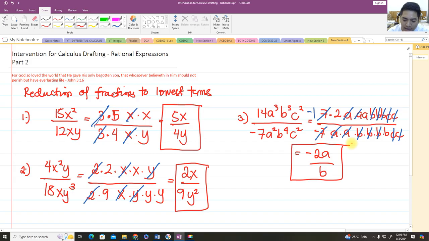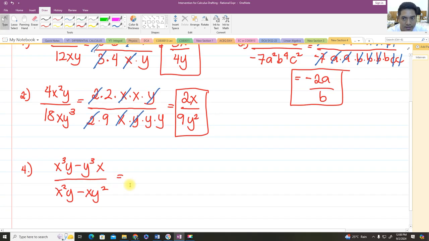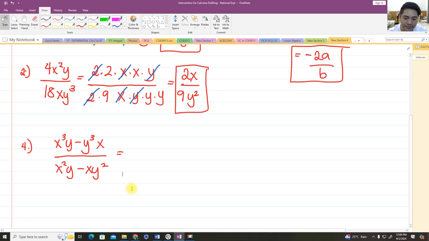We just dissect the factors that involve the numerator and the denominator. For number 4, we have x cubed y minus y cubed x, and then we have x squared y minus xy squared. In this case, simplification of rational expressions involves factoring. Let us first focus on the numerator: we can factor out x and y because they are common to both terms.